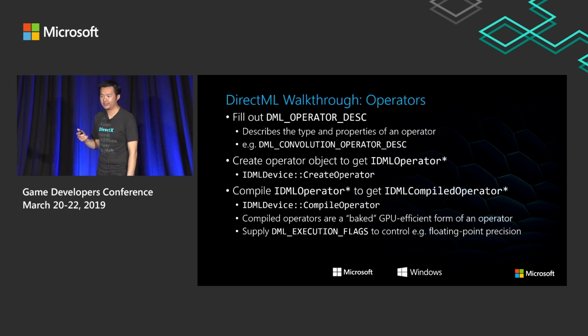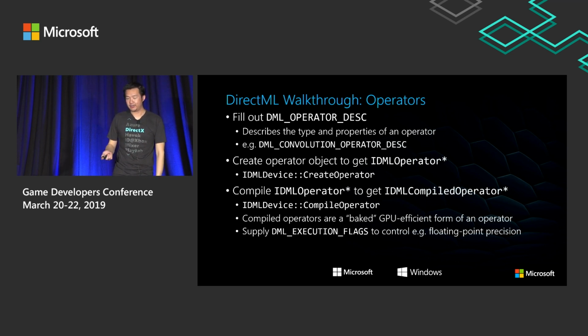Operators. So the core of what DirectML actually does, of course, is that it executes machine learning operators. And you create an operator by calling IDMLDevice::CreateOperator, which takes as its first parameter a DML_OPERATOR_DESC. And the operator desc essentially tells DirectML what kind of operator you want, as well as what are the parameters for that operator. So for example, if you wanted convolution, you would supply DML_CONVOLUTION_OPERATOR_DESC, and that desc contains all of the properties for that convolution. So for example, you would specify what data type is the convolution running on, what type of convolution do you want, what's the size of your filter kernel, and so on and so forth.